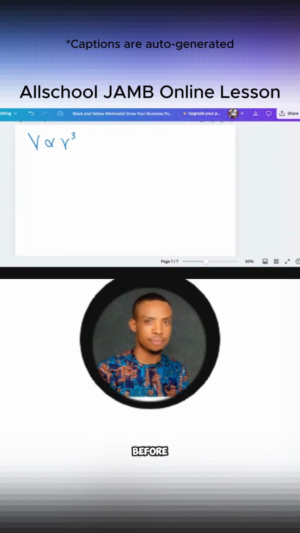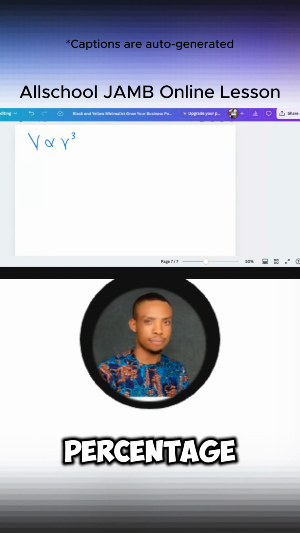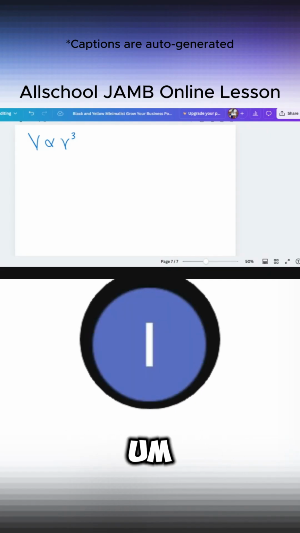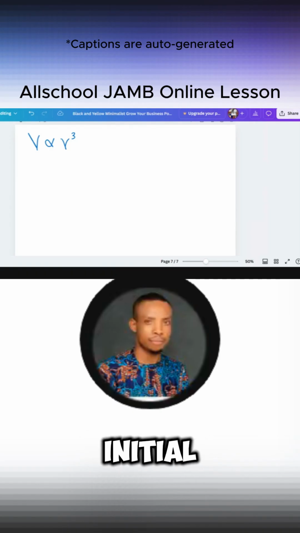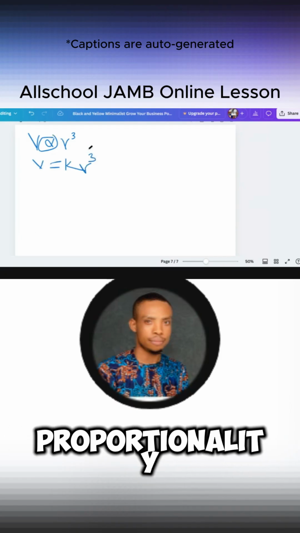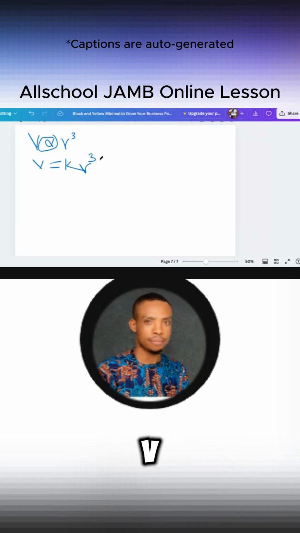Before we continue, let me say something about this question. It says, by what percentage will the volume increase if the radius is doubled? That means before something is doubled, there was an initial value. There's always an initial value. So if we take that initial value for r to be 1, let me remove this proportionality sign and put my k. So I have V is equal to k r raised to power 3.